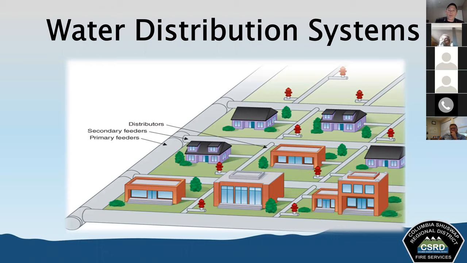So you want to always have at least two or more primary feeders running from the source to high risk and industrial districts of the community. The secondary feeders should provide water from primary feeders along two directions to any endpoint.